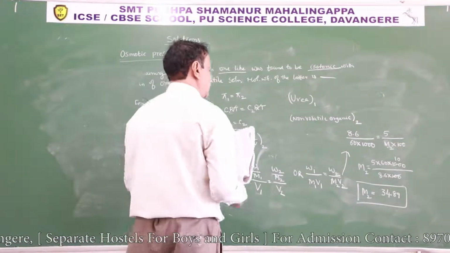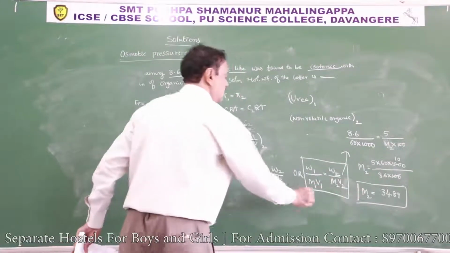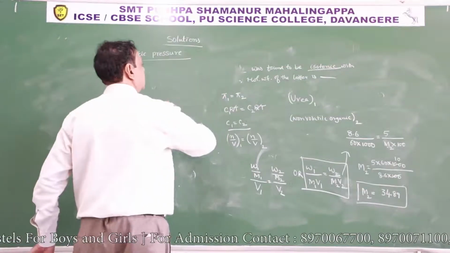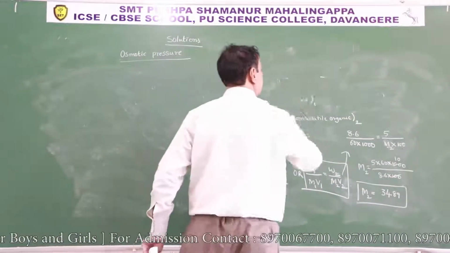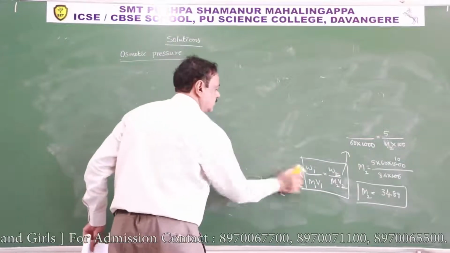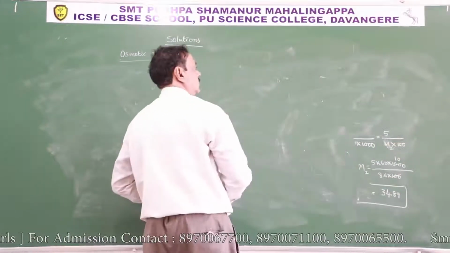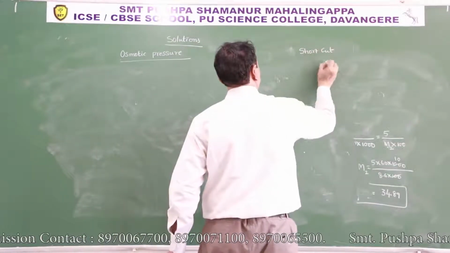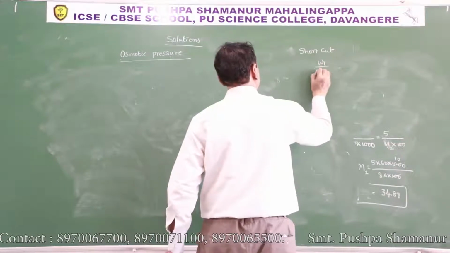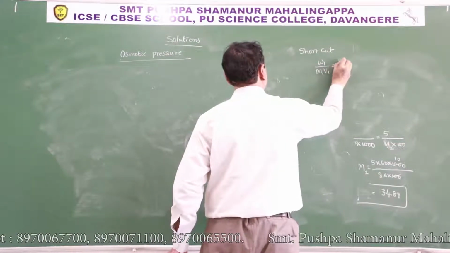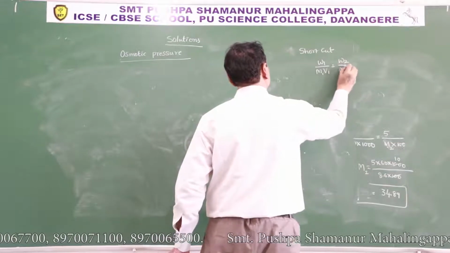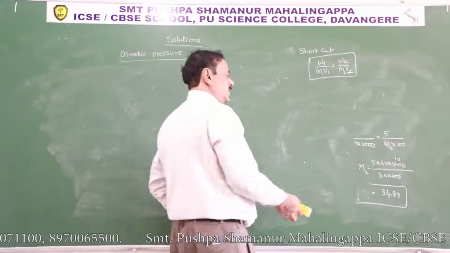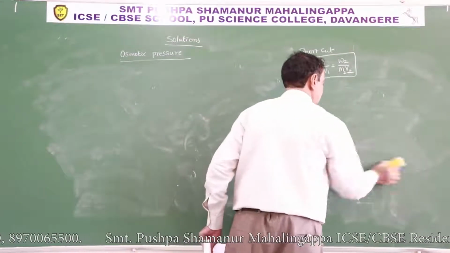Now this is a very important formula for the shortcut method. W1 divided by M1 into V1 is equal to W2 divided by M2 into V2. Therefore, shortcut: W1 divided by M1 V1 is equal to W2 divided by M2 V2. This formula is used to determine the molecular mass of the non-volatile solute of the second solution.